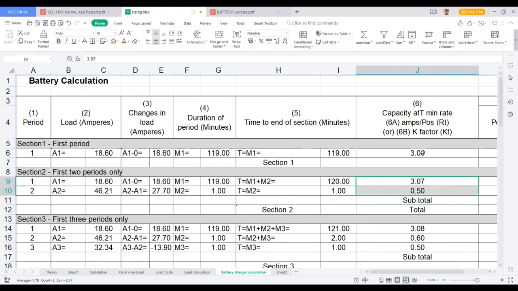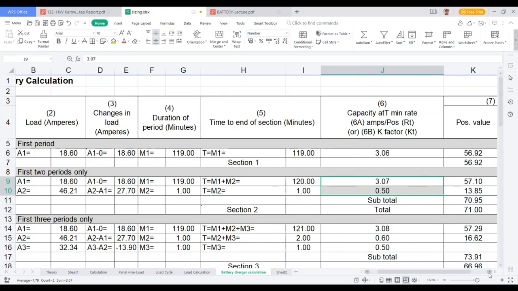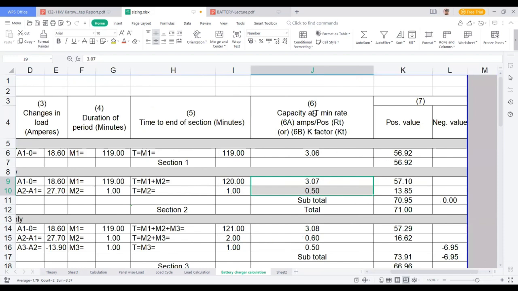If you want to know these values, you can Google it, or you can gather this information from the manufacturers. Otherwise, you can also find this in IEEE 485 too. So I'm multiplying this one to this. Now my battery capacity is not 56, it's 71.